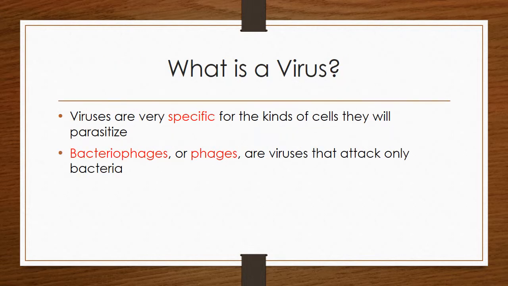So continuing on, viruses are very specific for the kinds of cells they will parasitize. What that means is that a virus will only attack a specific cell. For example, bacteriophages or phages are viruses that only attack bacteria. Phages will not attack any other type of cell.